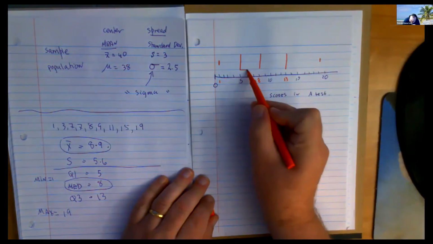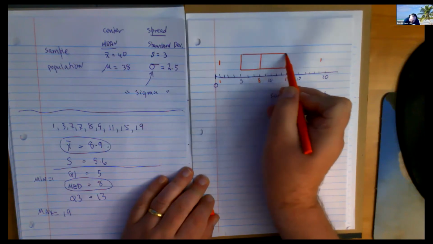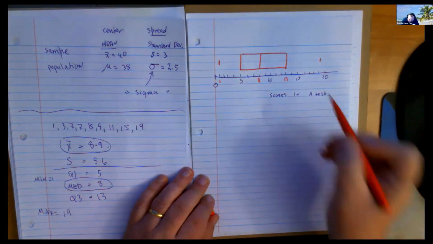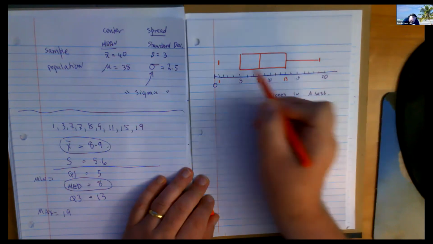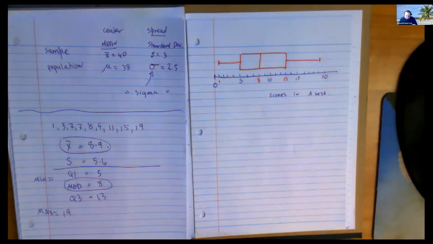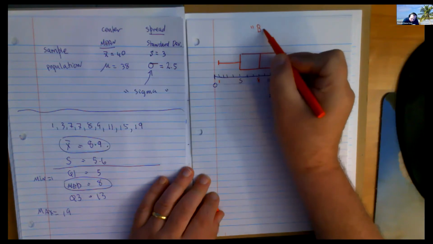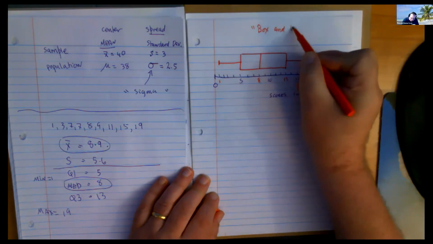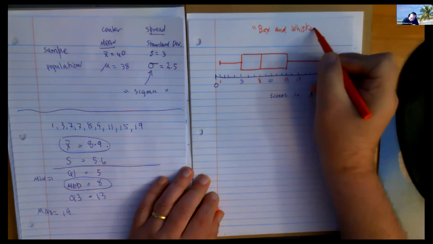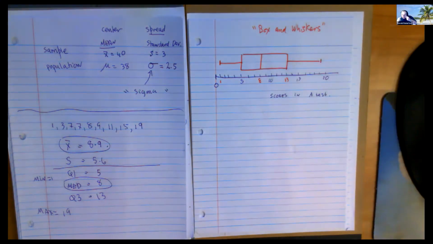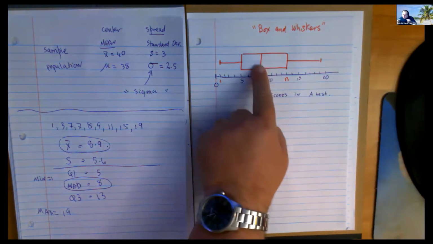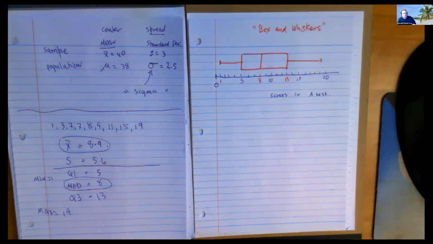And then the three big lines get you the box, and the two little ones get you the whiskers. And that's why I like the name Box and Whiskers. It kind of looks like a cat with some whiskers sticking out, right? Here's its nose, its little whiskers. I believe this book just calls it a box plot, something boring like that.